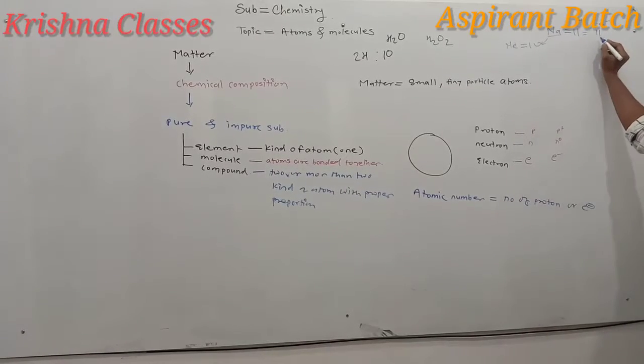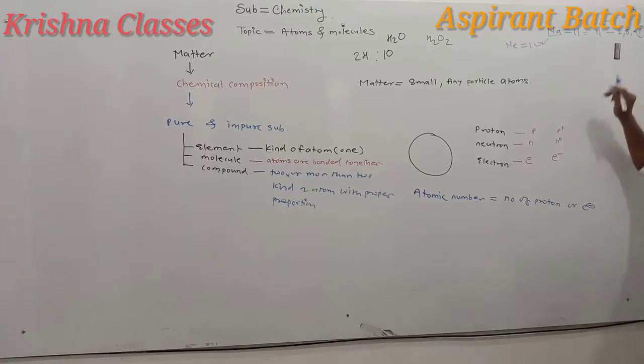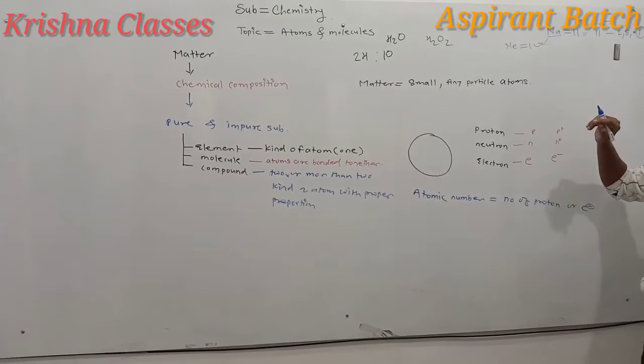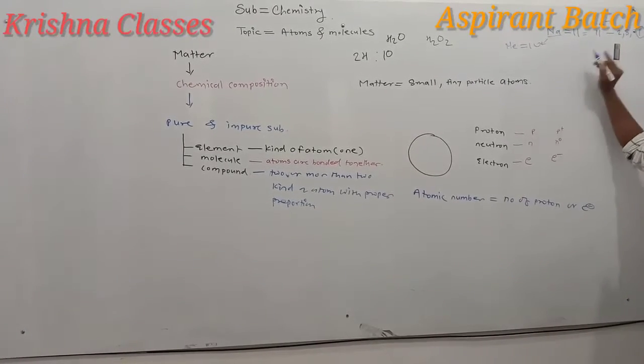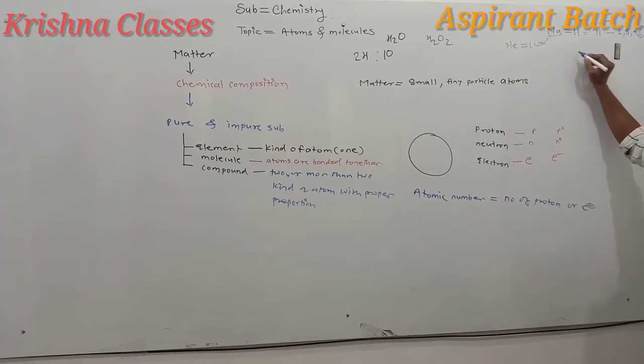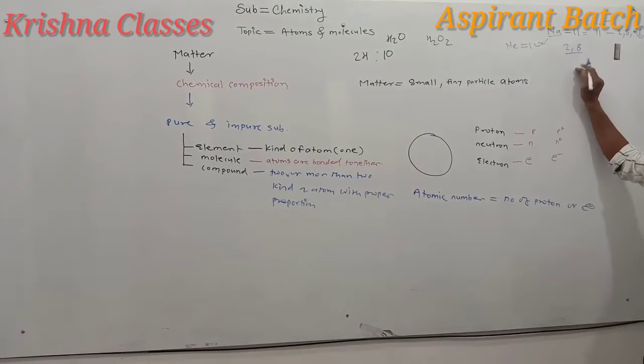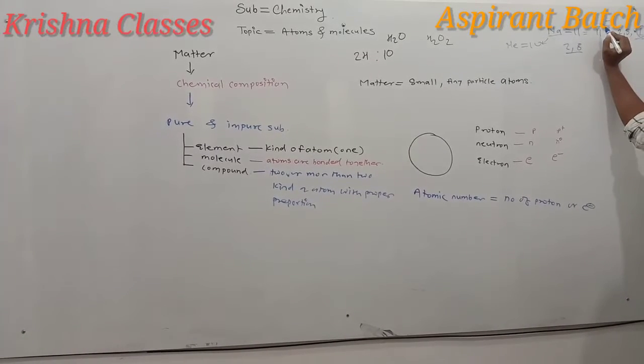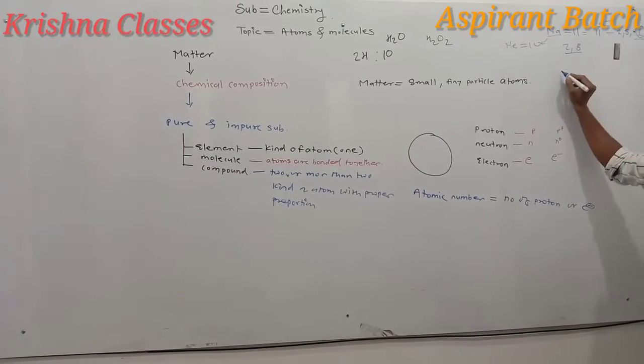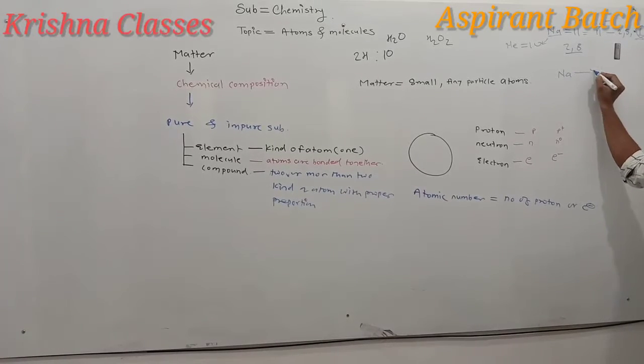If it loses an electron, we know that its electronic configuration is 2,8,1. If it loses one electron from the outermost shell, then it attains the 2,8 electronic configuration. Loss of one electron means loss of one negative charge, so that it carries one positive charge.